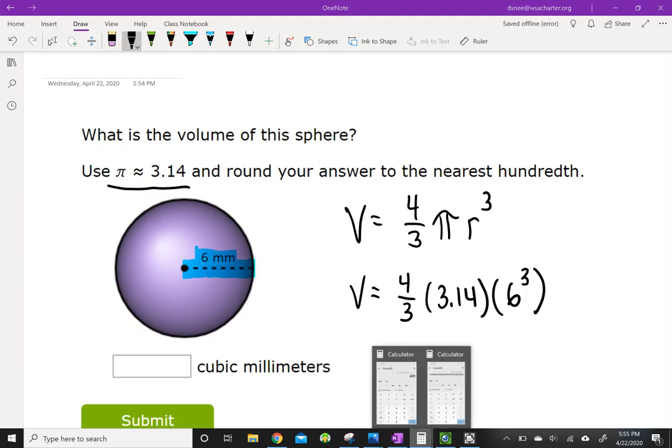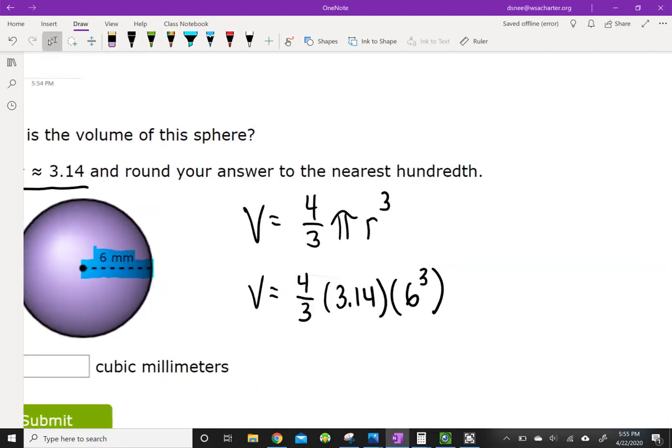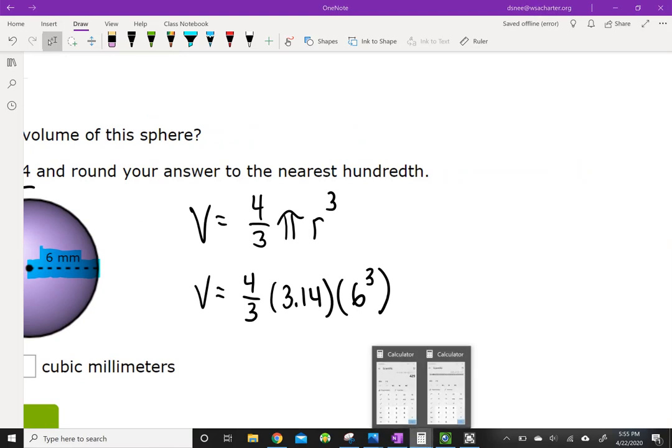Okay, and I'm going to grab my calculator. You guys have these things. You know how to use them, right? And I'm just going to do this. Let me see here.